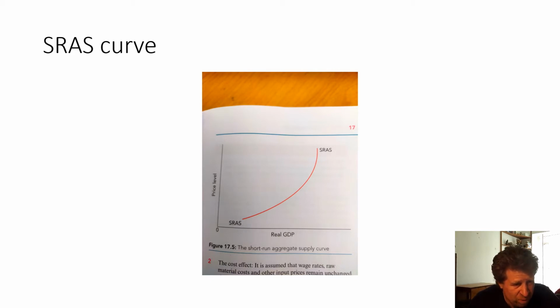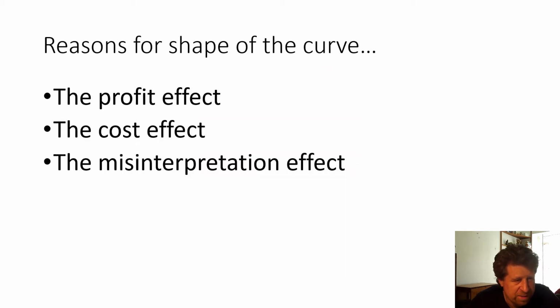So if we look at the aggregate supply short-term curve, we can see on an axis of price level here and real GDP here, it goes like this. It goes up, it increases in price as the real GDP increases. There are several reasons for this. Well, we've got three to be precise. The economists have identified three.